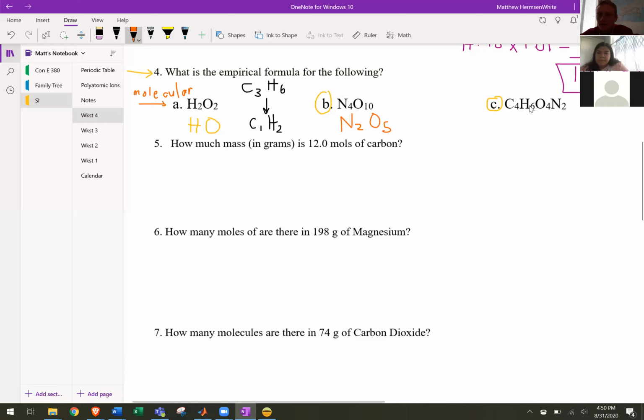And for this last one, it looks like we can simplify down by dividing everything by 2 also. So we get C2H3O2N. So it's the same ratio of atoms. And that's all for finding empirical formulas. What questions do you have on number 4?